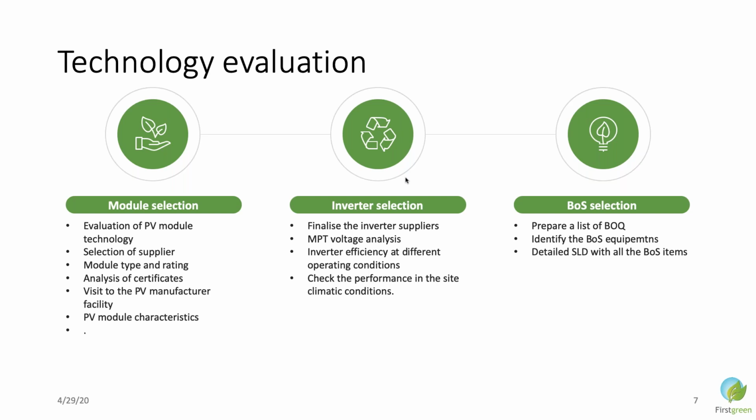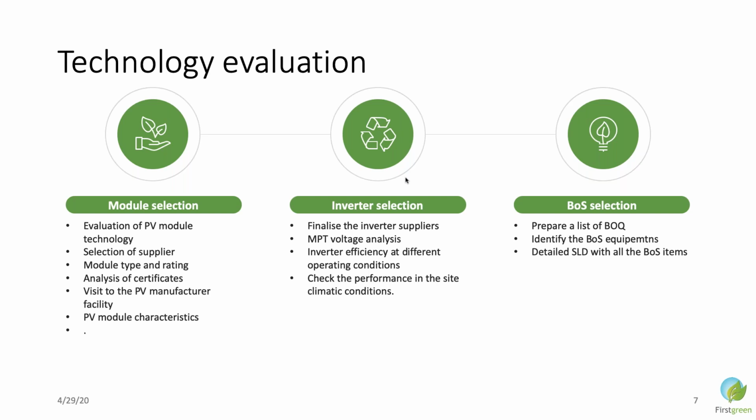So module selection, basically at this stage you will be able to finalize your module supplier. You will be zeroing down what capacity or what technology in module you will be using, and how much rating of this module. You can also collect information. You can also visit module suppliers facilities to understand what all the protocols they adopt, what type of tests they are doing. You will collect a lot of information about modules, and based on that you will do that. We will have some analysis about that.